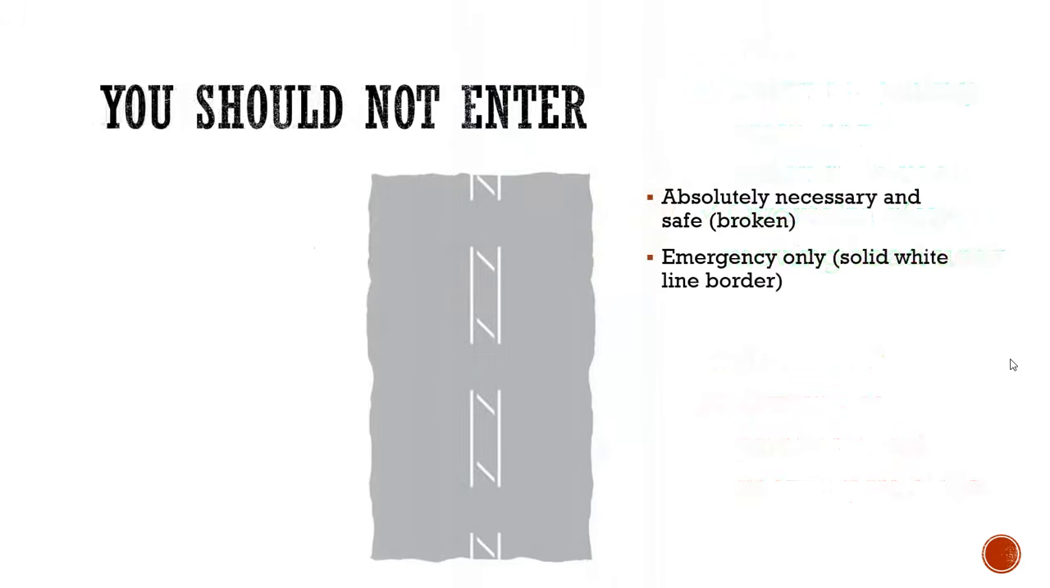So we've also got these shapes here, and they are much stricter. Generally speaking, you should just never enter these. You should never be crossing those. You can, if it's absolutely necessary, if it's broken, so you can see there the spaces between it. But when you've got a solid white line border, you can only go in there in an absolute emergency. Otherwise, it's completely banned. So you should remember that one.